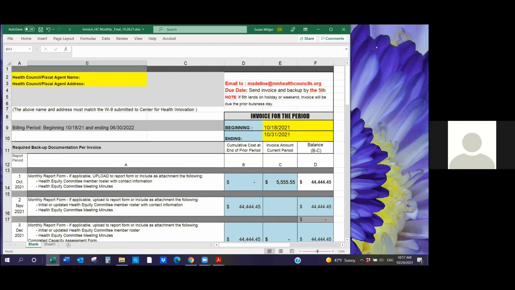You're welcome. Yeah, in the past, contractors have, I know in the past CHI could not do direct deposits, so I'm assuming that everyone will be receiving checks.